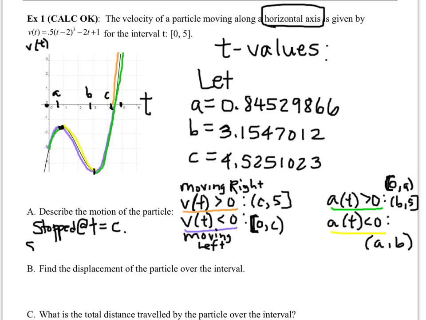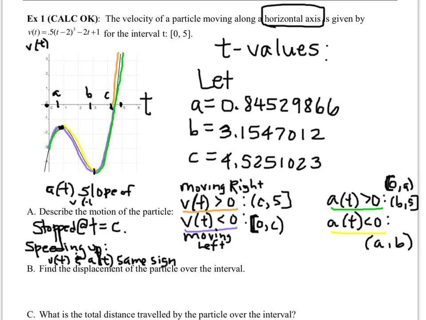For speeding up, remember you have to have v of t and a of t have the same signs. All right, and we need to make a statement in here because we don't have any information, visual, verbal, or otherwise, talking about a of t. Just make a statement in here that a of t is the slope of the v of t graph. Okay, so now we can make all those statements.